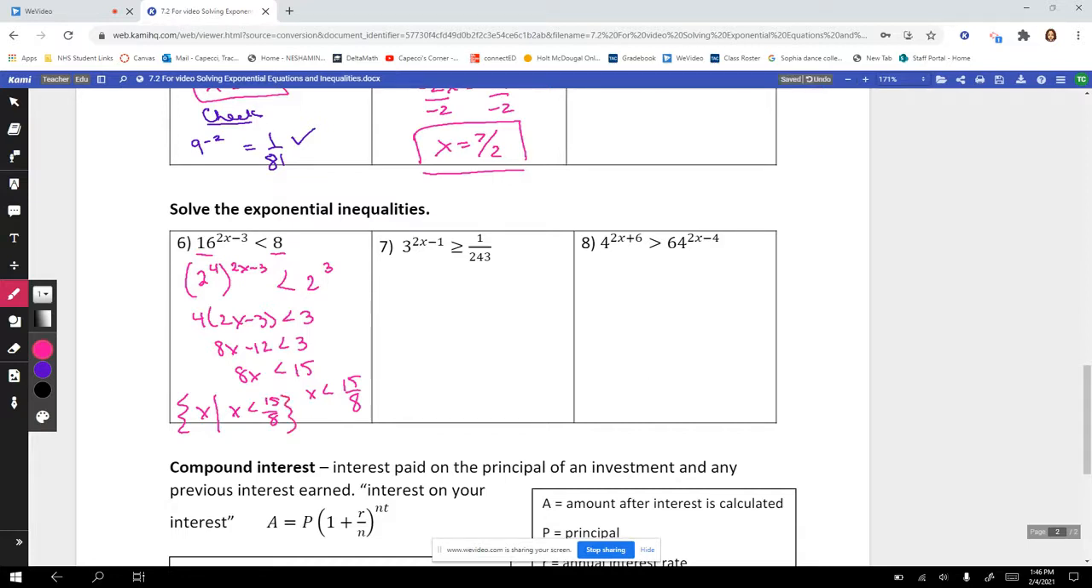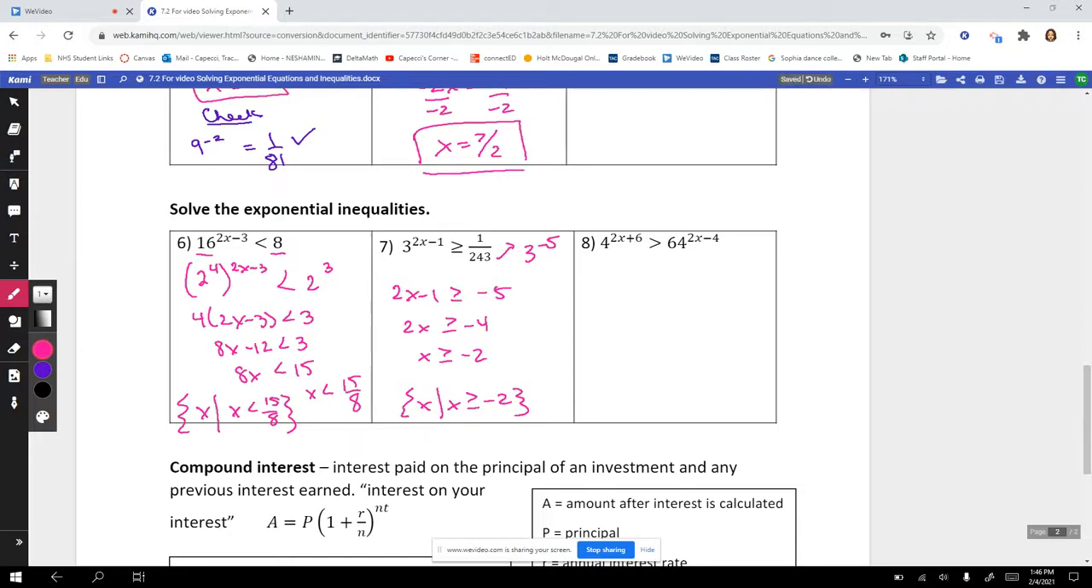All right, let's move on to the next one. 243, this is the same as 3 to the negative 5th power. So I have 2x minus 1 is greater than or equal to negative 5. So 2x is greater than or equal to negative 4, and x is greater than or equal to -2. So again, x such that x is greater than or equal to -2.